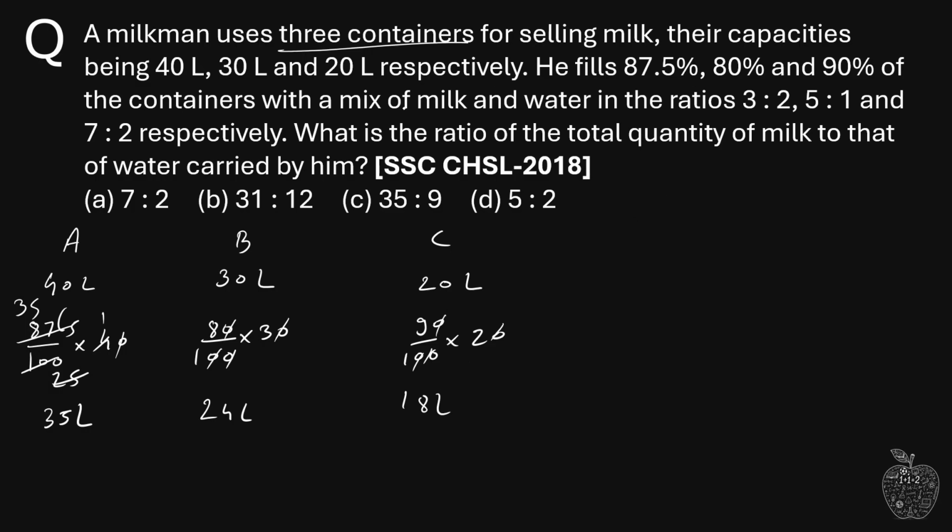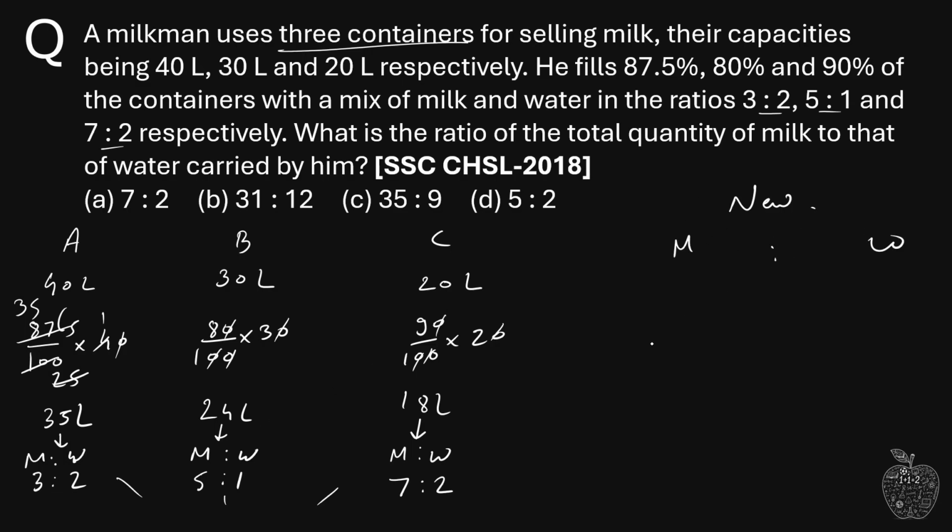He fills this with the mix of milk and water in the ratio 3:2, 5:1 and 7:2. So again in this 35 liters the ratio of milk to water is given to me as 3:2. In this 24 liters the ratio of milk to water is 5:1, and in this 18 liters the ratio of milk to water is 7:2. What is the ratio of total quantities of milk to that of water carried by him? Now what he does is he mixes all 3 of them and puts it in a new container, and now we are asked what is the ratio of milk to water in this new container, right?